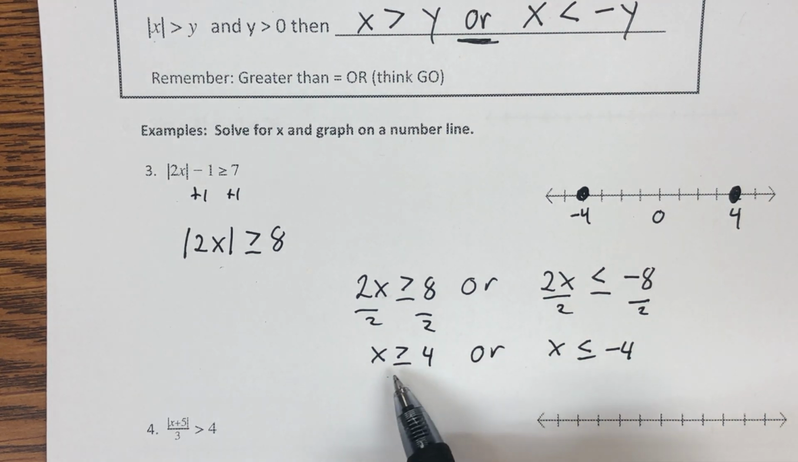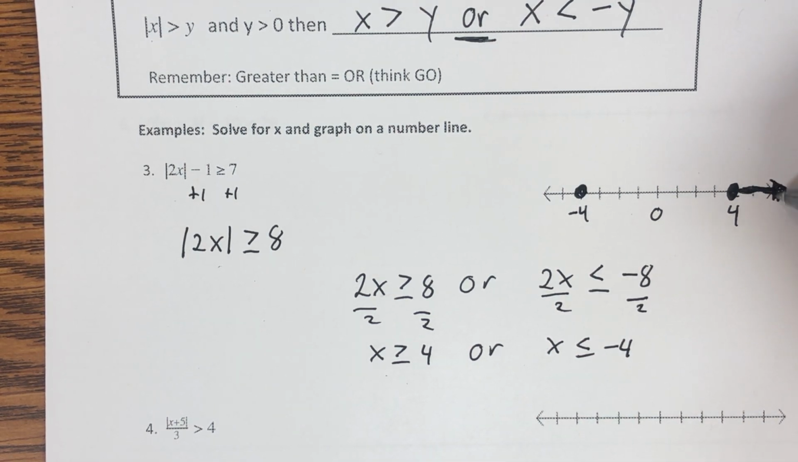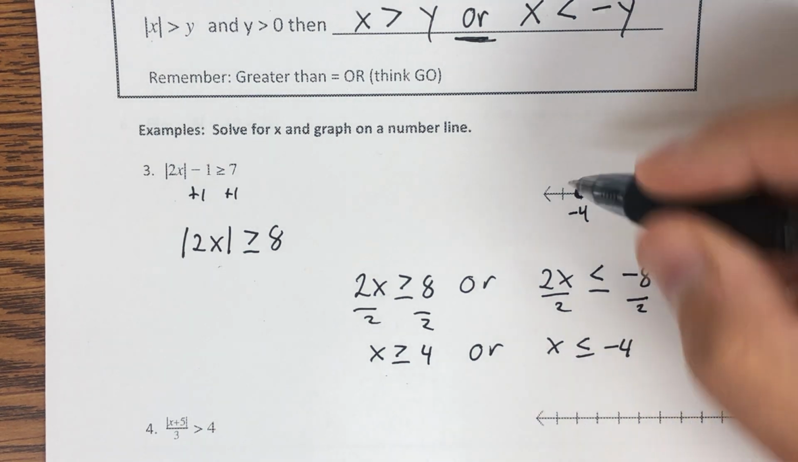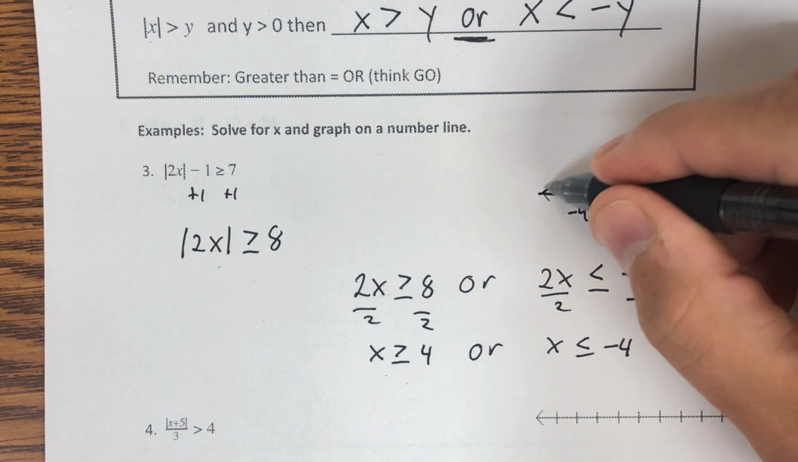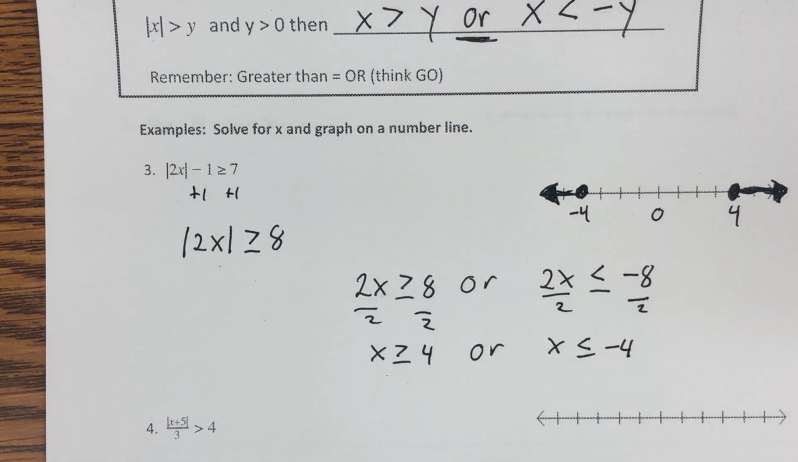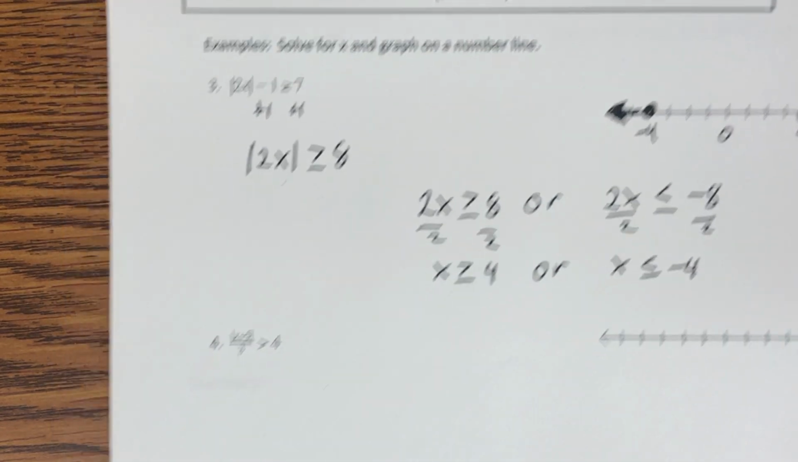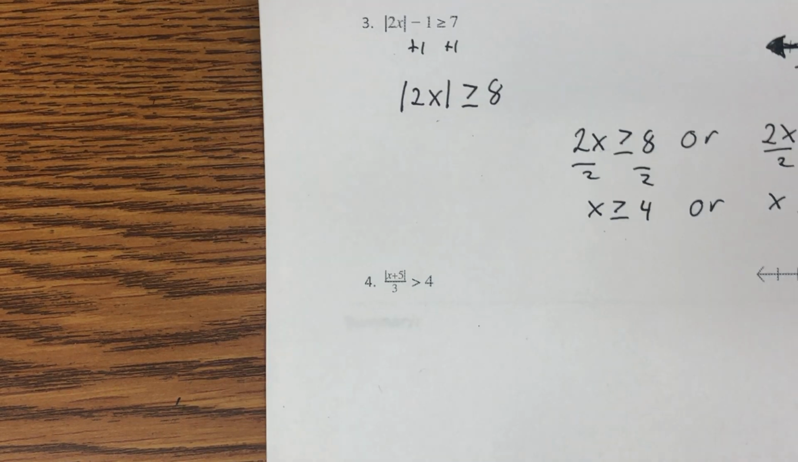X greater than 4, greater than goes to the right, so we're shading to the right of positive 4. And at negative 4, it says x is less than. So less than goes to the left. First one is done. We have graphed our compound inequality. All right, another example.